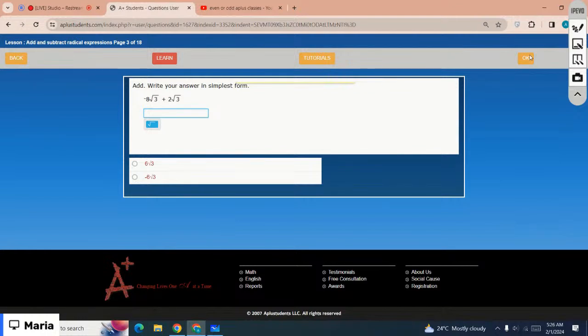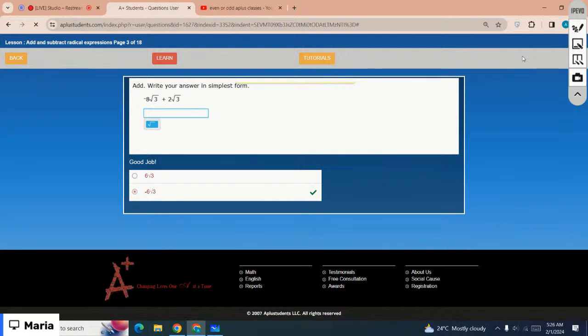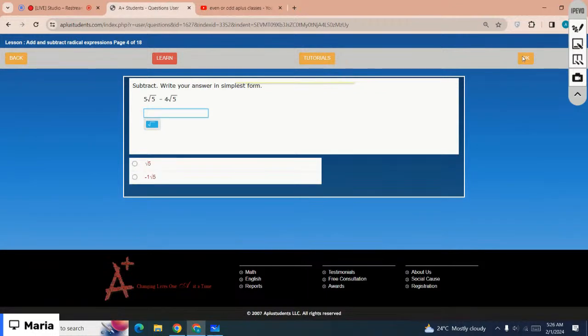The correct option is the second one, negative 6 square root 3. The next one is 5 square root 5 minus 4 square root 5. So, which is the correct option?